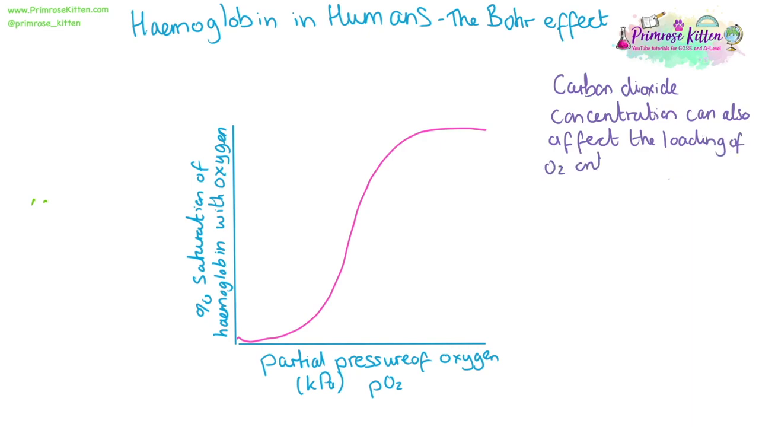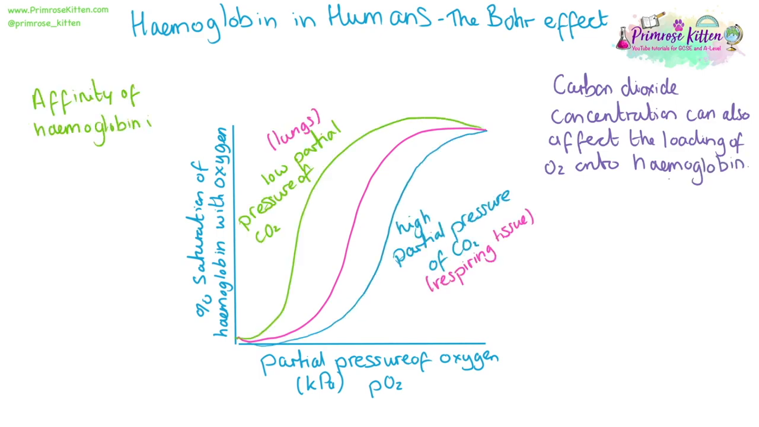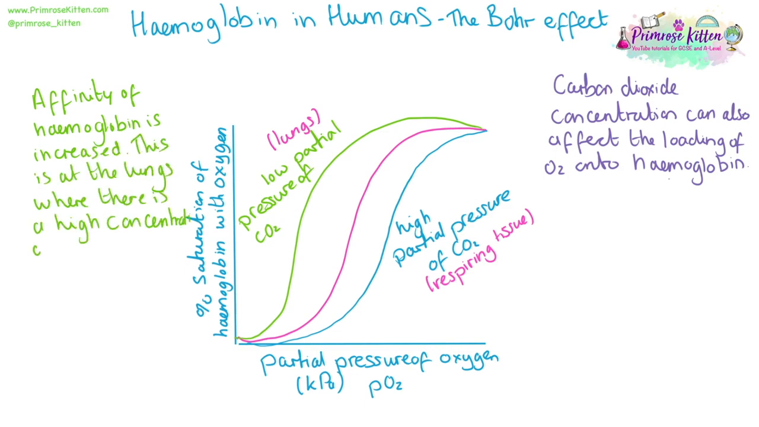So the concentration of carbon dioxide can also affect the loading of oxygen onto hemoglobin. If there is a low partial pressure of carbon dioxide, for example in the lungs, the affinity of hemoglobin is increased. Within the lungs, there is a high concentration of oxygen. So oxygen is readily loaded onto hemoglobin.